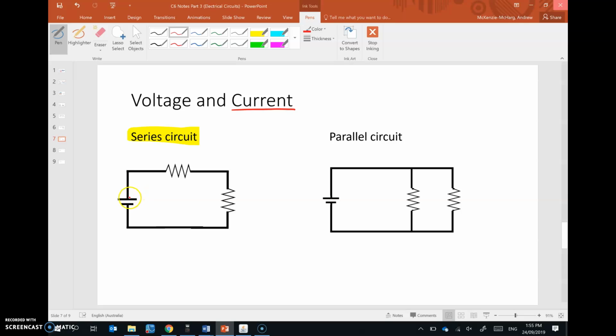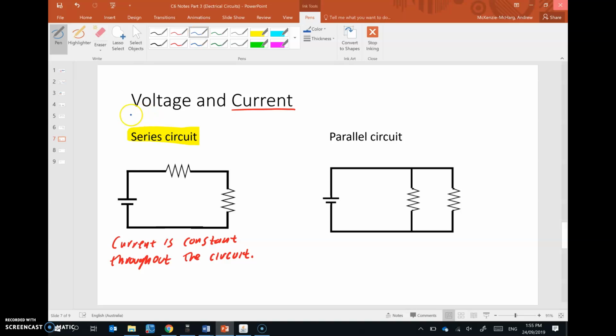Now, you'll notice with the series circuit that there's only one way for current to flow, or for charge to flow. And that means that the current is constant throughout the circuit. So a bit like a crowded hallway full of people where people can't push past one another. Everybody needs to walk at the same pace because there's only one way to go.